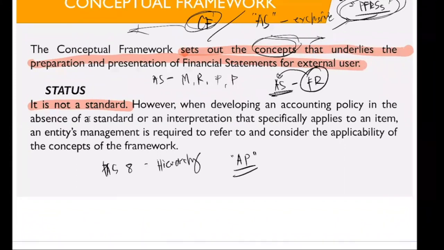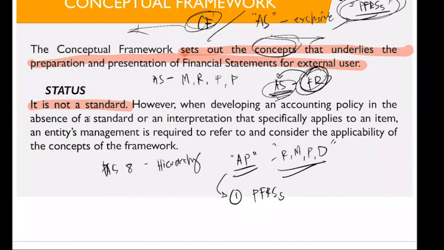It sets out your recognition, measurement, presentation, and disclosure of your different line items. So based on that accounting policy, what will we apply? Of course, the first one is your PFRSs. Kasi nga sabi natin, what we use on your financial reporting is your accounting standard, and your accounting standard is known collectively as PFRSs. Now, what if there is no accounting standard to apply on that particular transaction or event?